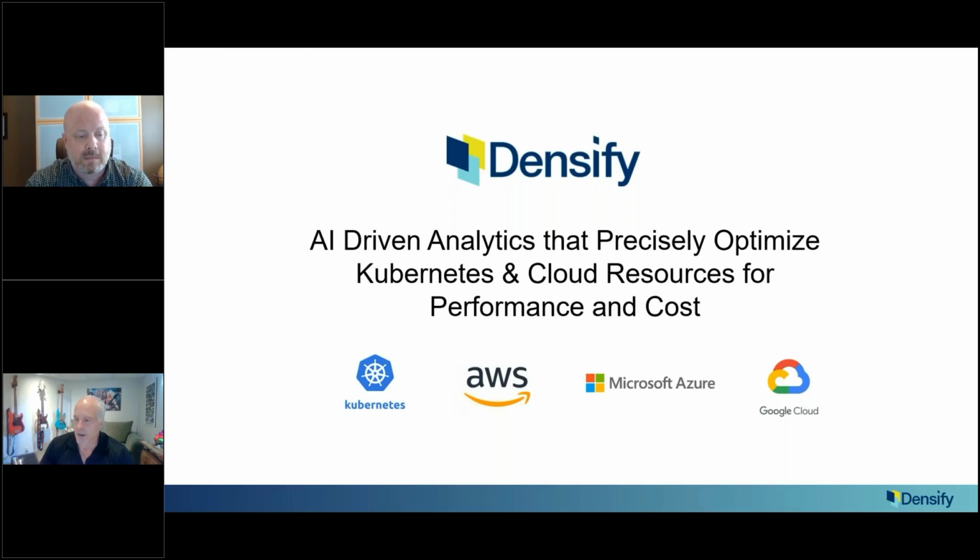We are AI-driven analytics, a SaaS-based offering. Our analytics precisely optimize Kubernetes and cloud infrastructure as a service resources to mitigate risk, increase performance, and ultimately reduce costs of the cloud spend around those types of offerings. We do this for Kubernetes wherever it lives, AWS, Microsoft Azure, and Google Cloud. I'll get into a little more details of some of the specifics, but for now, let's turn it over to Dave, and he's going to walk through some of these autoscaling technologies.